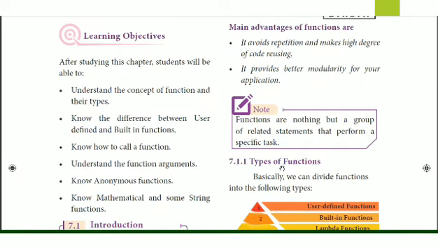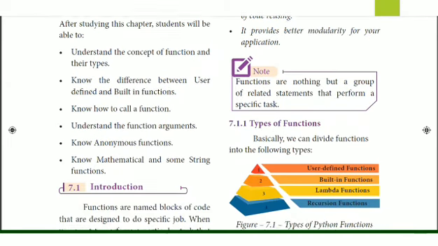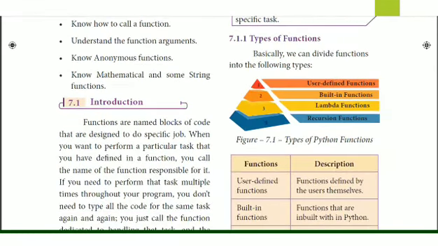The next topic we are going to see is types of functions. In Python we have 4 different types of functions. The first one is user defined function. Second, built-in function. Third one is lambda function. Fourth one is recursive function.